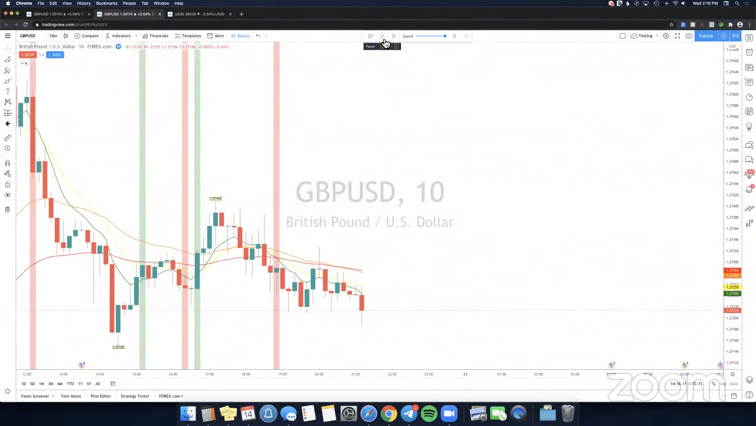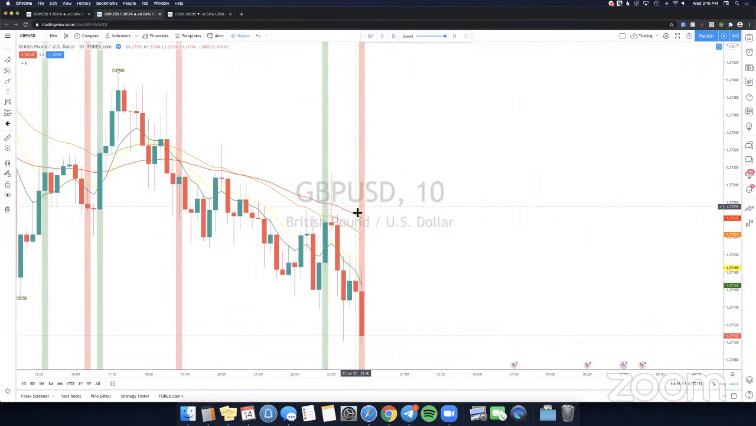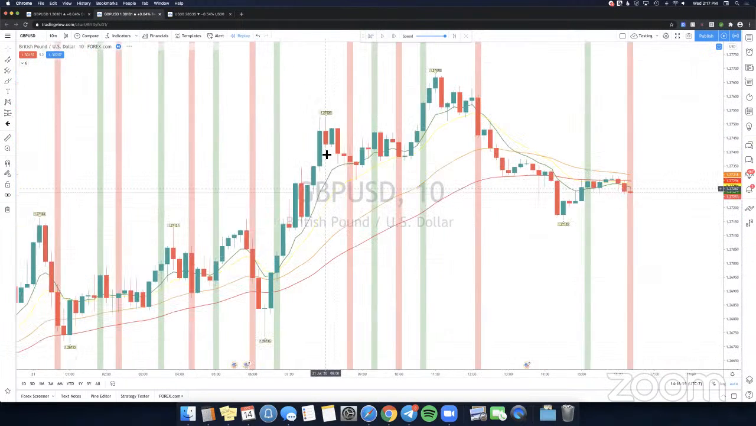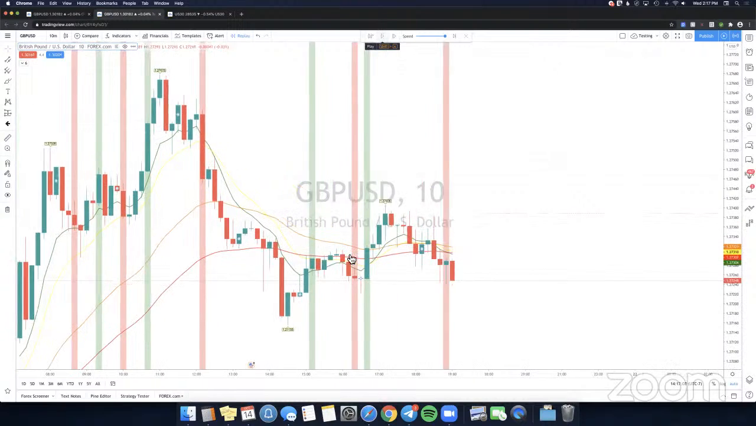Okay, so right here, see, this is a clear trend down. You see how they're spread out? It's clear. There's no question about it. It's trending down. However, if you're trading over here, you're not sure. Are you 100% that they're trending down? No, because they're not spread out. And if you go over here, like what I mentioned, this is kind of questionable.